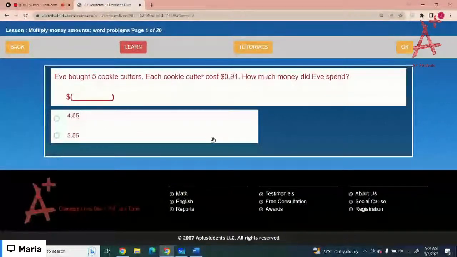Okay, the next one is Eve bought 5 cookie cutters. Each cookie cutter cost $0.91. How much money did Eve spend? So the cost of one cutter is 0.91. You have to calculate the cost of 5 cutters. Got it? So you need to do 0.91 times 5. Got it?